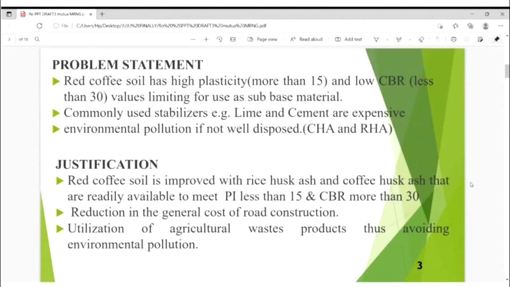Justification: red coffee soil is improved with rice husk and coffee husk ash that are readily available, to meet PI less than 15 and CBR more than 30. This leads to a reduction in the general cost of road construction, and utilization of agricultural waste products, thus avoiding environmental pollution.